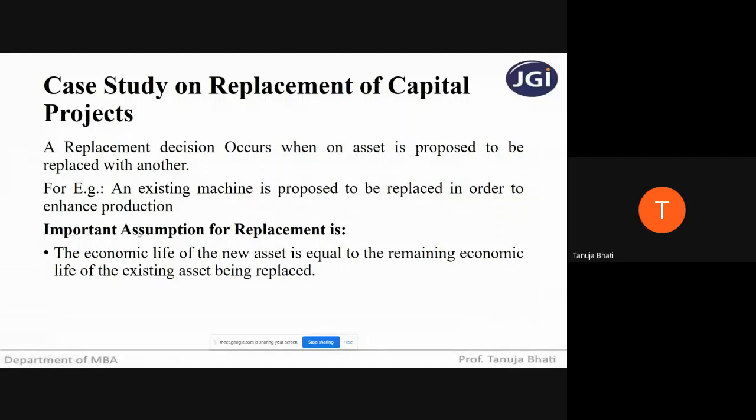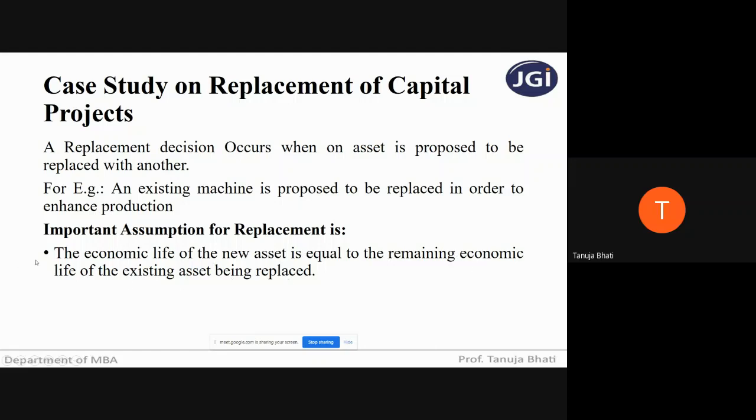So for example, an existing machine is proposed to be replaced in order to enhance production. But should the company replace it or should it continue with the old machine? How to make this decision on replacement? There is an important assumption for replacement, that is the economic life of the new asset is equal to the remaining economic life of the existing asset being replaced.